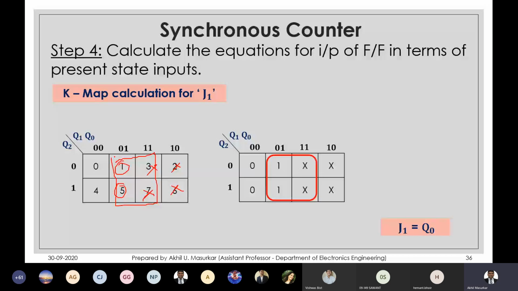Okay, Hemant. That is correct, Hemant. So the value here is Q0 and J1 is equal to Q0. So only draw the second K-map. I am repeating again and again. Just write the K-map and write this. No need to write all these other things on the slide.